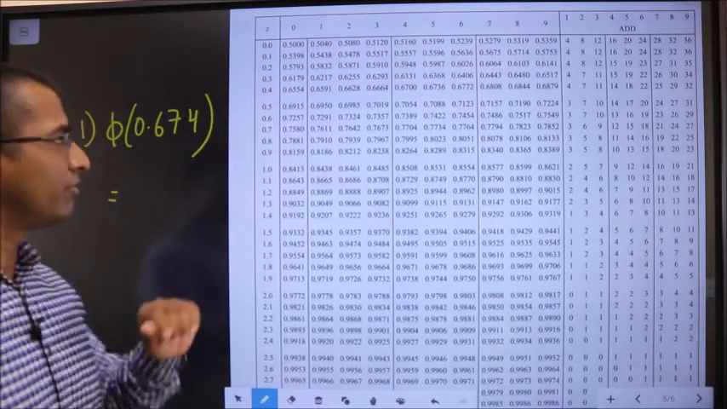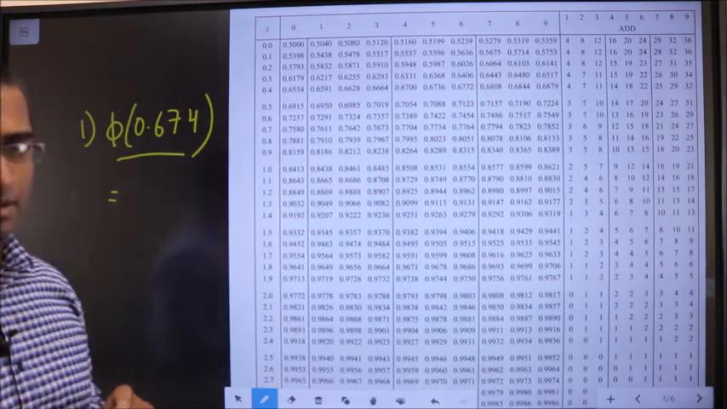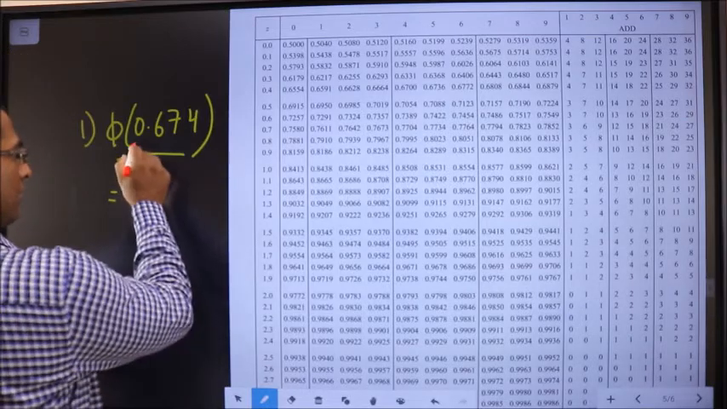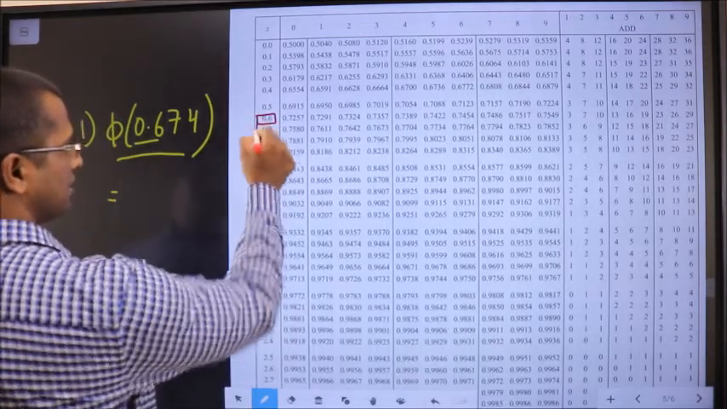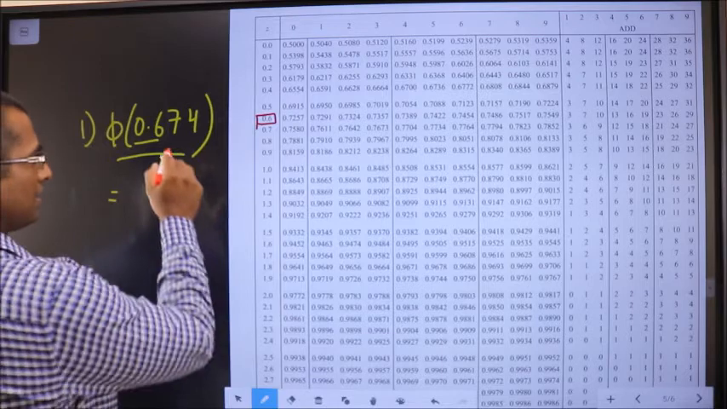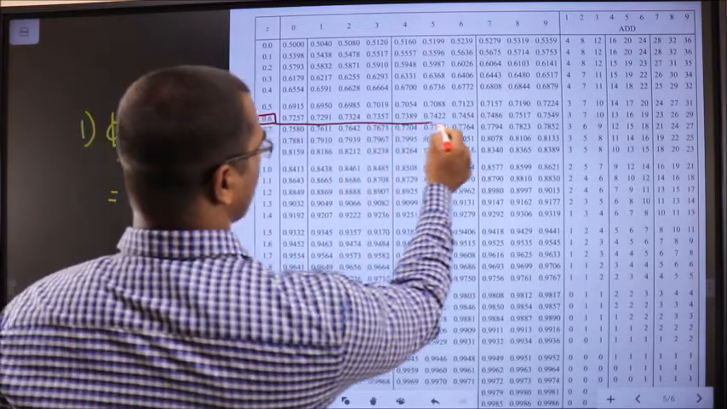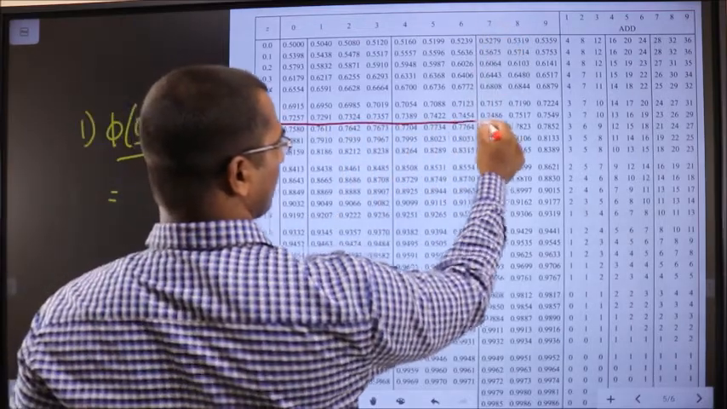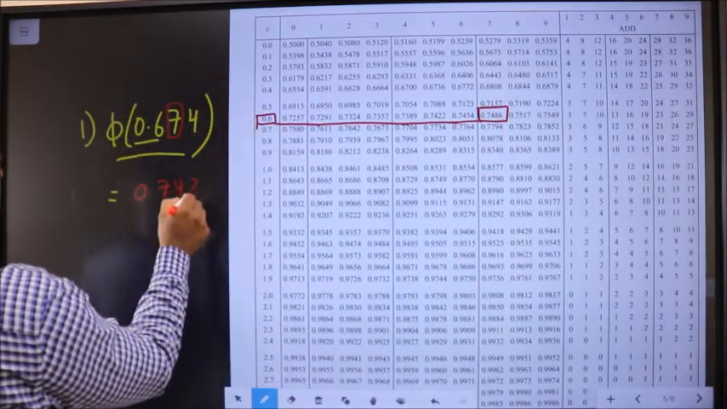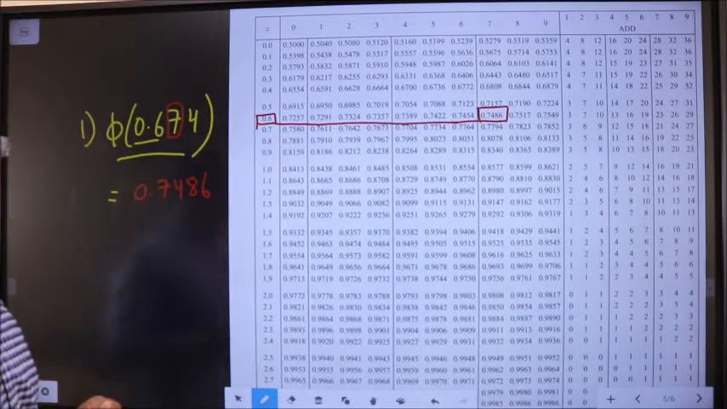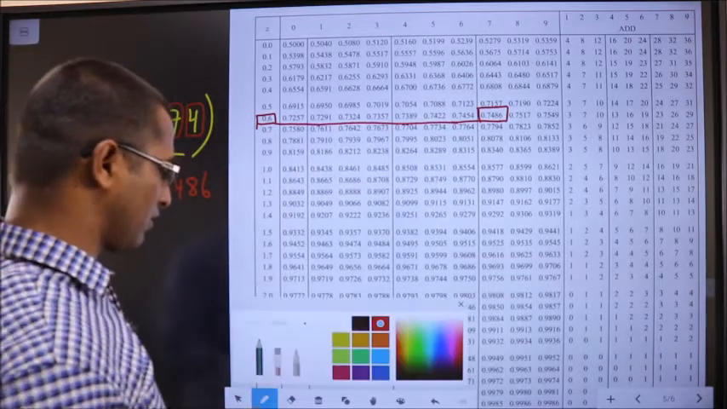How do we find out phi of 0.674 using the normal distribution table? First, phi of 0.6. Look, where do you have 0.6? 0.6 is present over here. Next decimal is 7. So in the same row, you need to look for the 7, that is over here. So this is that number, which is 0.7486. Now third decimal is how much? 4. What value do I have for 4?